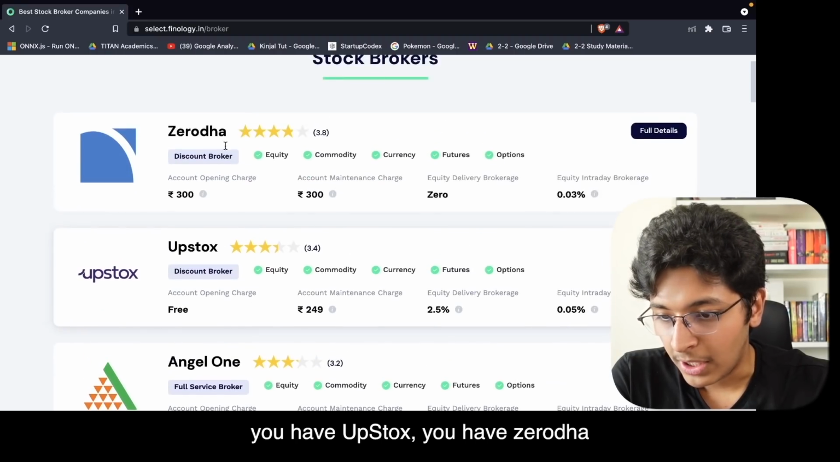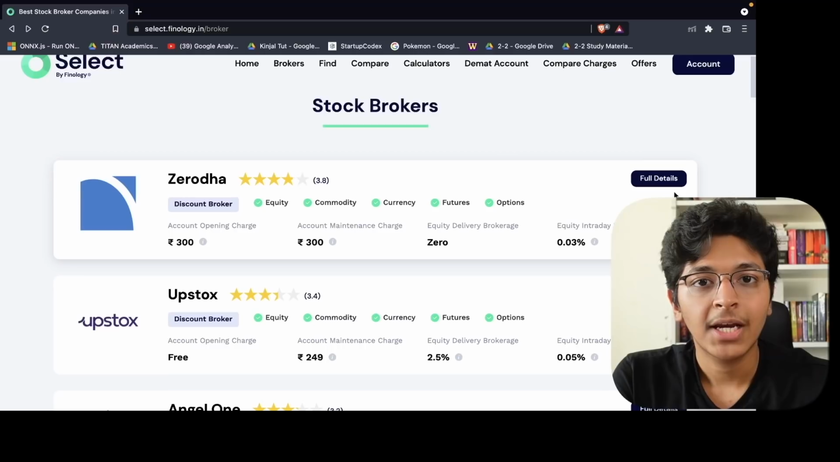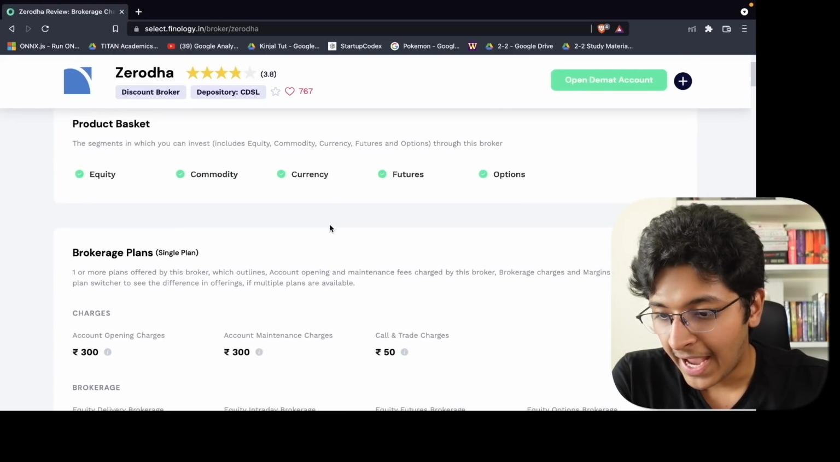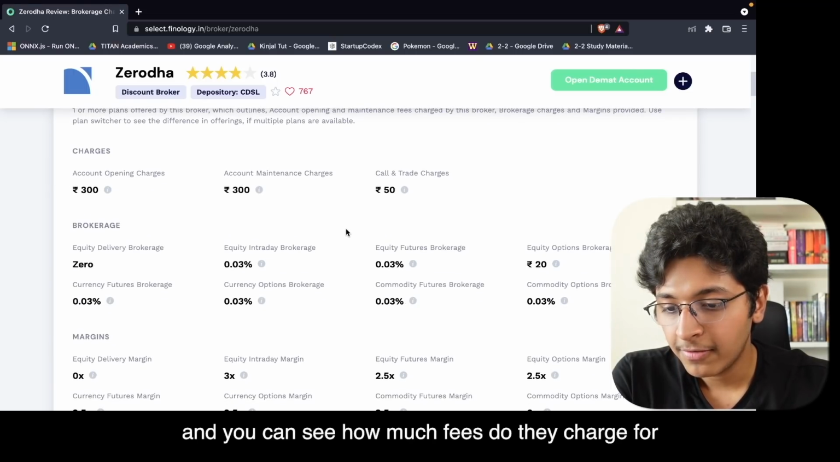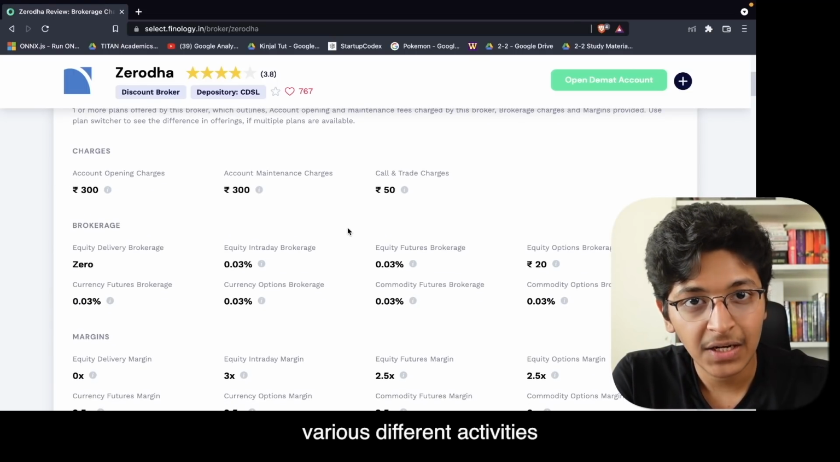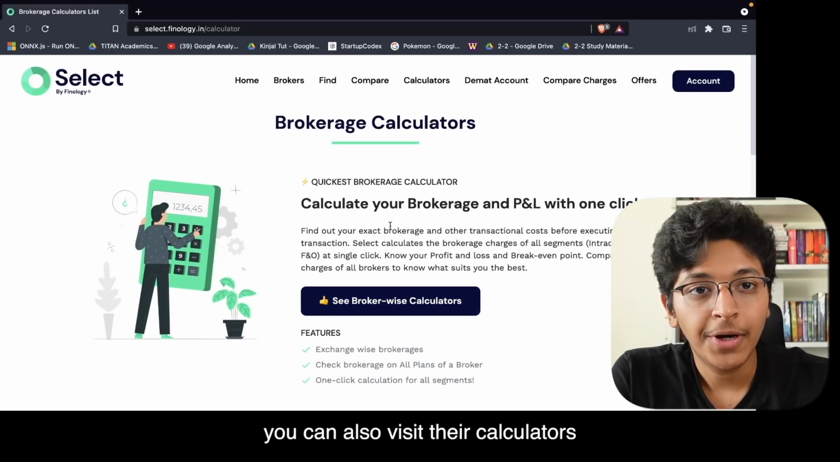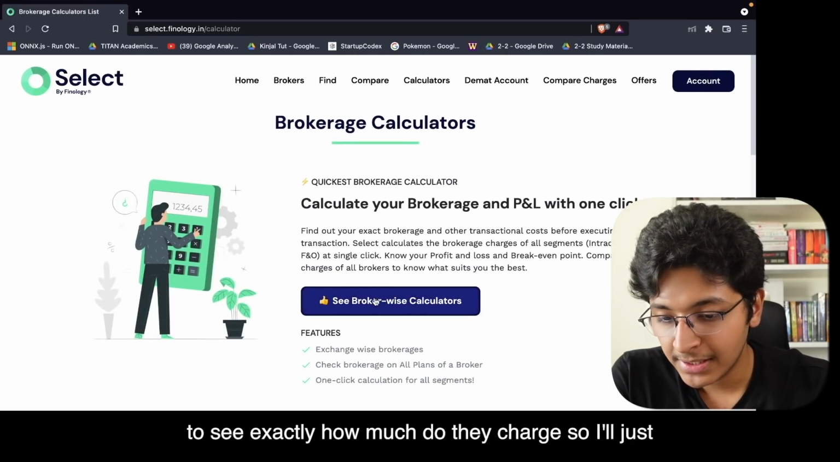You have Upstox, you have Zerodha. That is what I have also used. Now you can take a look at the full details of a particular stockbroker, and you can see how much fees they charge for various different activities that you will be doing on the platform. You can also visit their calculator to see exactly how much they charge. So I'll just click on this.